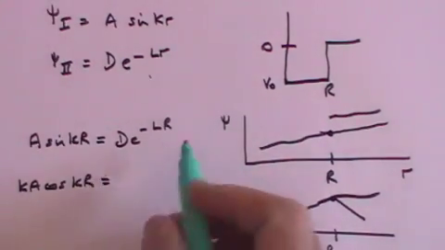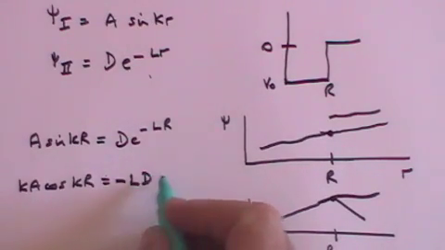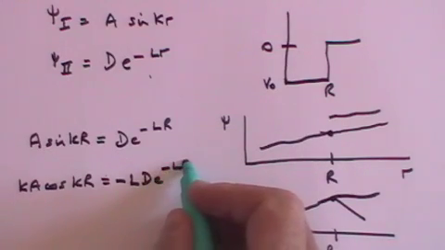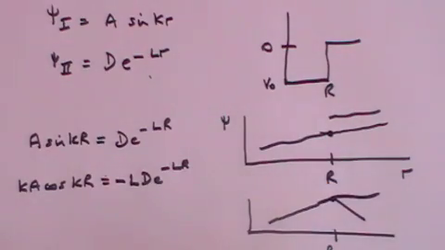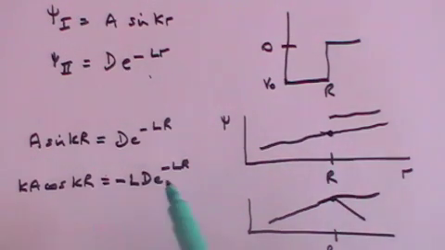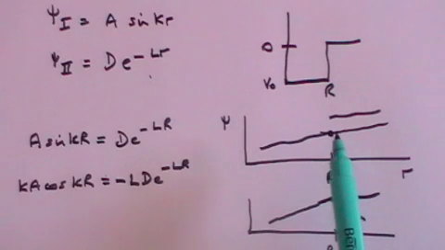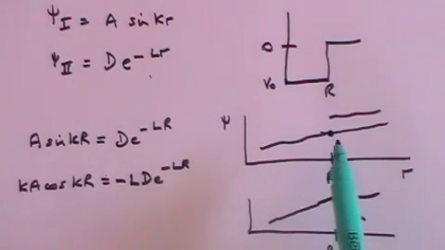And here you're going to get minus L times dE to the minus L capital R. All right? So what we've said here is that the wave functions must be equal at the edge of the box, and the derivatives of the wave functions must be equal at the end of the box. In other words, the slope is the same if you look at it from either way.